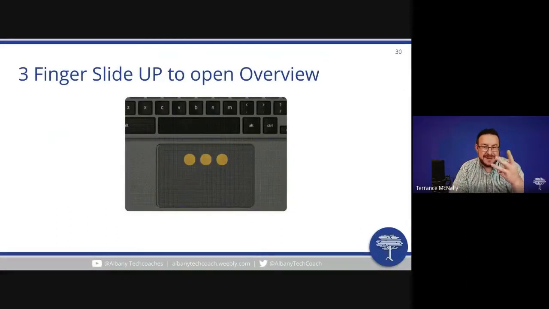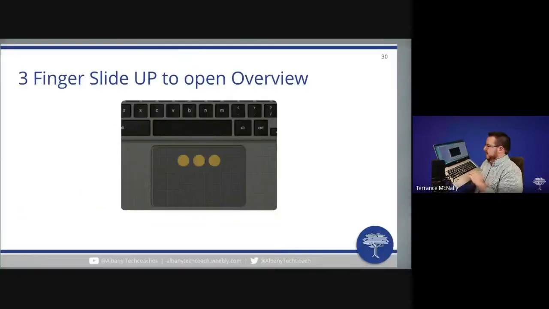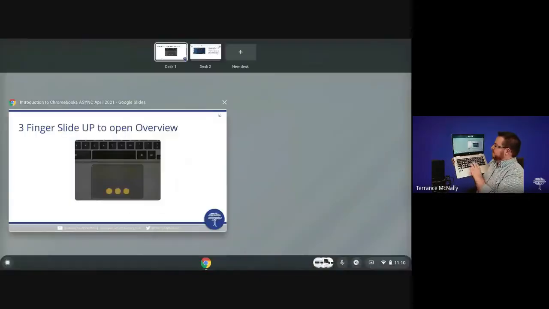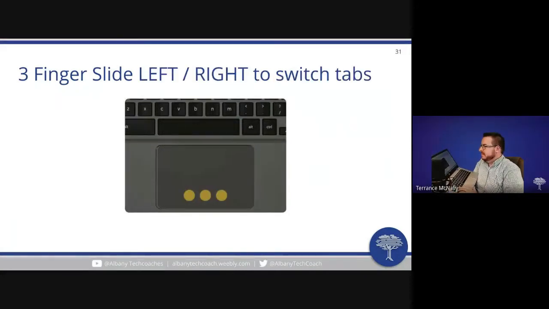We bring it to 3 fingers, we can get to that overview that we mentioned on the keyboard button there, that button that lets you show all the open windows. We can slide that up and get to overview with the 3-finger sliding up. So you can try that out. Bring that back down. 3 fingers slide up. We'll open up overview. 3 fingers pulling back down. We'll close it. Now, 3 fingers slide left or right to switch tabs.